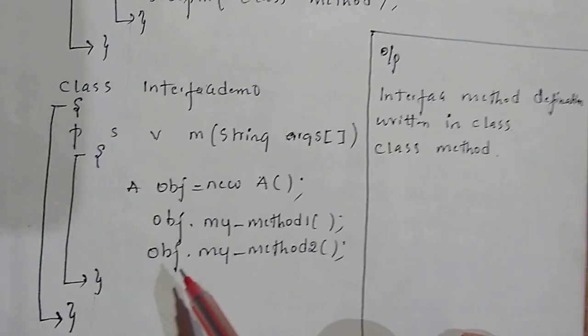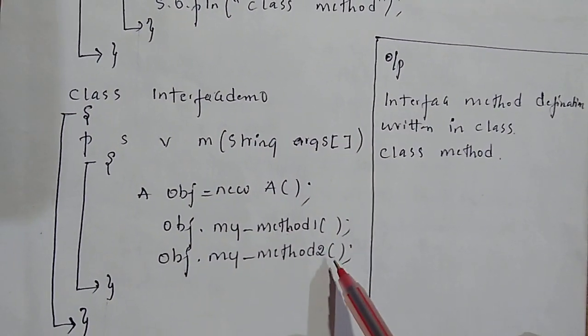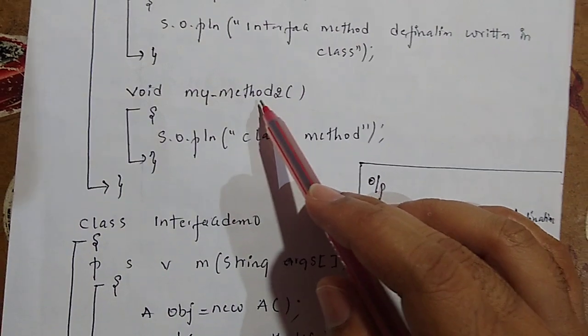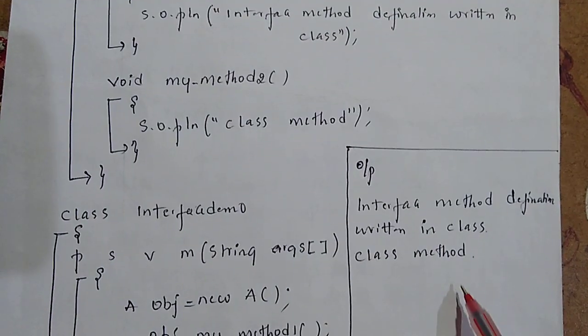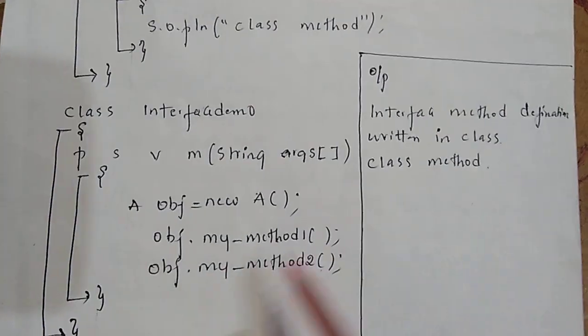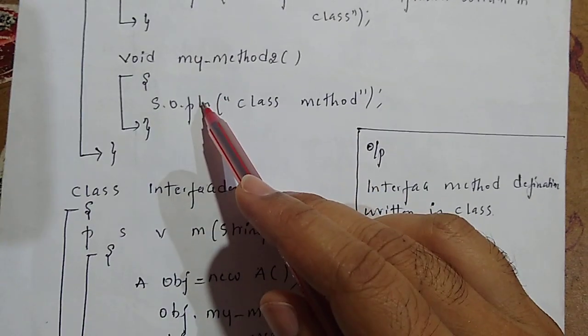Next I'm calling object dot my method 2. So now what will happen? This function my method 2 will be executed, and you'll get the output: class method. Why in the next line? Because I'm using System.out.println.